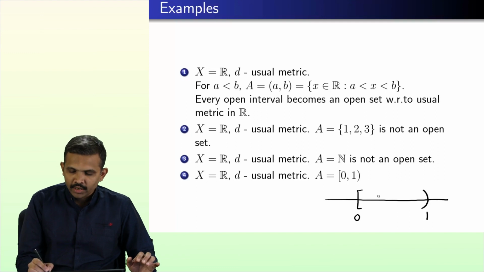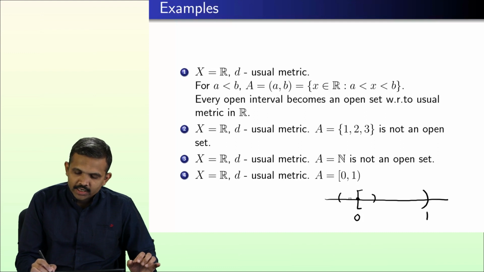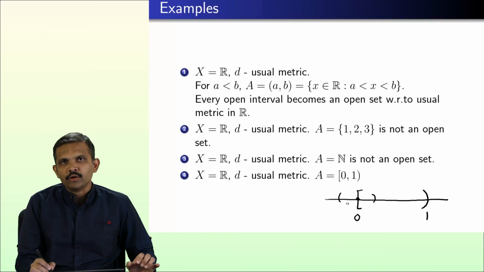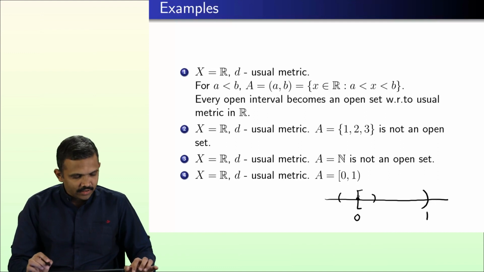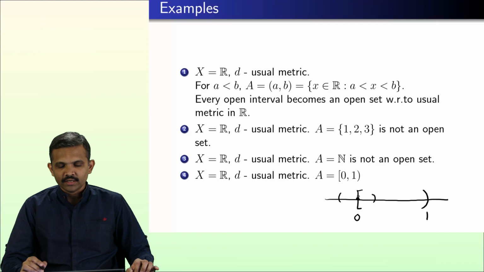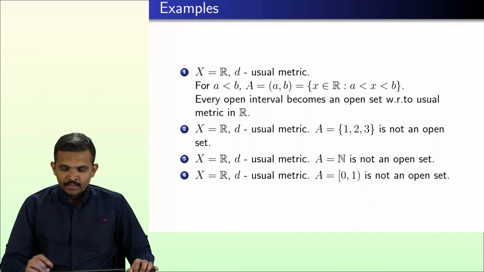to sit inside the set, but at 0, because 0 is also a member, I should be in a position to find some radius around 0 which will sit inside the set, but that will not happen because the left side of that particular interval is not going to be a part of my set A, and hence this again will not be an open set in R with the usual metric.